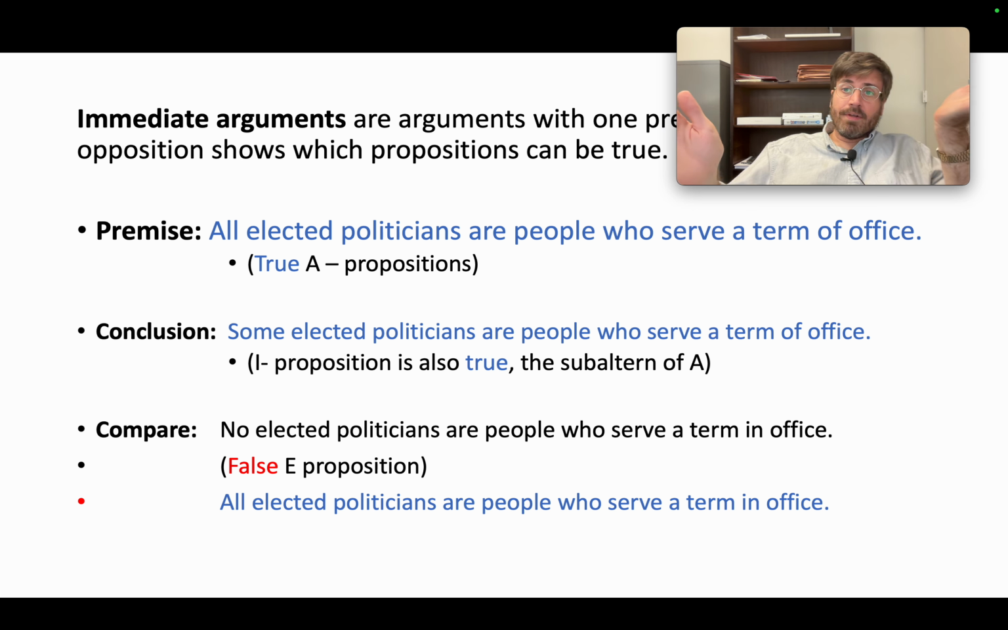Try to write down, once again, first the type of proposition this is. What is the second sentence in terms of our four categories? And what is the truth value? Can you determine if this is true, false, or not, based on the type of opposition here between sentence 1 and sentence 2? So if we move from an E proposition to all elected politicians are people who serve a term in office, what is that second sentence in terms of its category? And what is the inference type? What is the truth value?